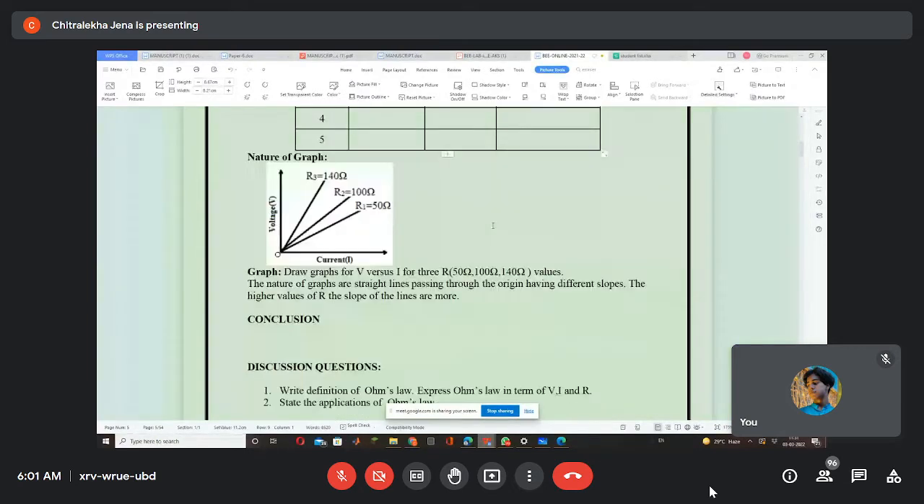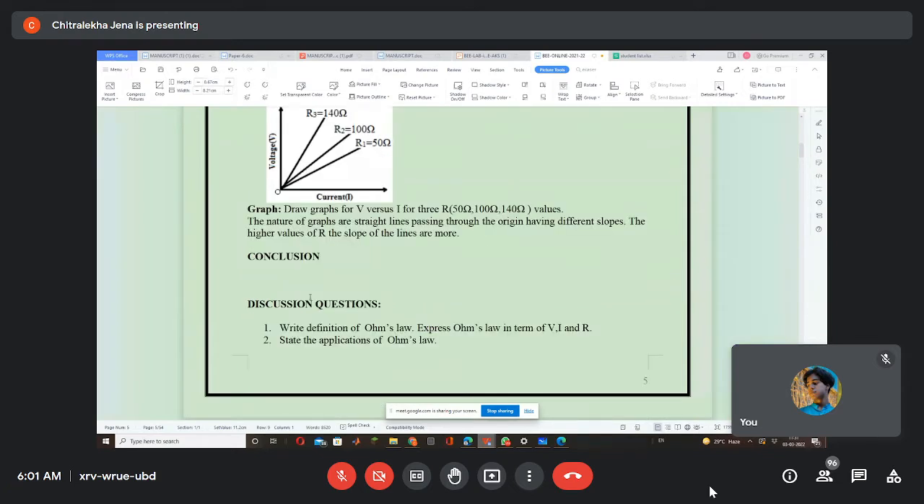Then the nature of the graph. We have shown the nature of the graph to you, but after taking the readings, you have to draw the graph yourself. From the readings of whatever experiment you have done, you have to draw the graph, paste it, and submit it. After that, the conclusion is required.